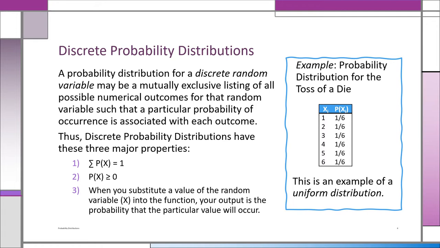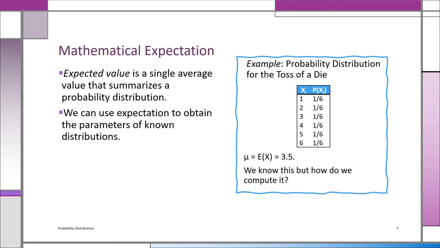1/6. Let's talk about the expected value. What is an expected value? It's very much like a mu. It's a single average value that summarizes the probability distribution. The best example, and the easiest one perhaps, is what do you expect to get when you toss a die? Only six outcomes. You either get a 1, a 2, a 3, a 4, a 5, or a 6. They all have the same probability, 1/6 each. So if you toss a die, on average, what will you get?